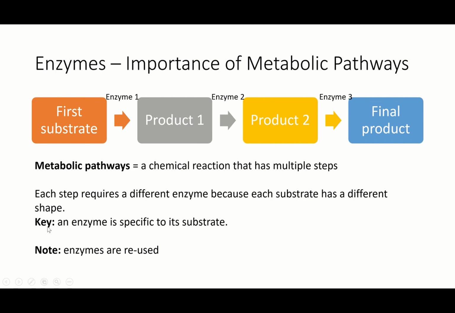Okay, so the key here is an enzyme is specific to its substrate because of specificity, which is the 3D shape of the substrate and the enzyme. Note to remember, enzymes are reused. Enzymes are not part of the reaction, so you won't see enzyme as part of the reactants, because enzymes are not used up. Enzymes don't turn to the product. Enzymes help the reactant turn to the product.